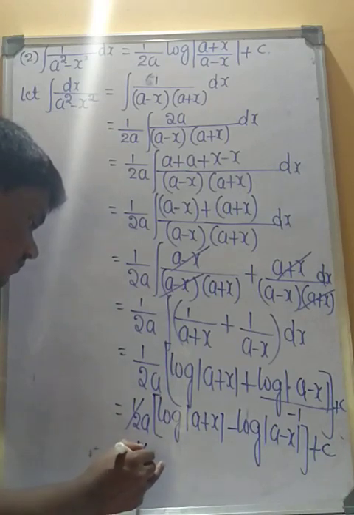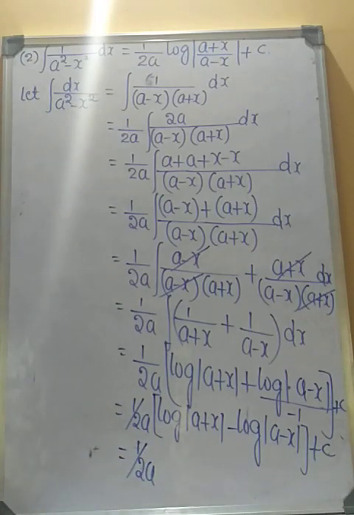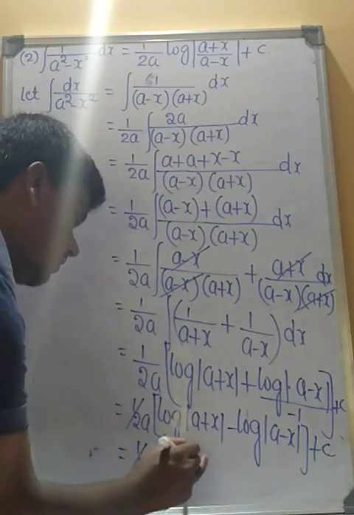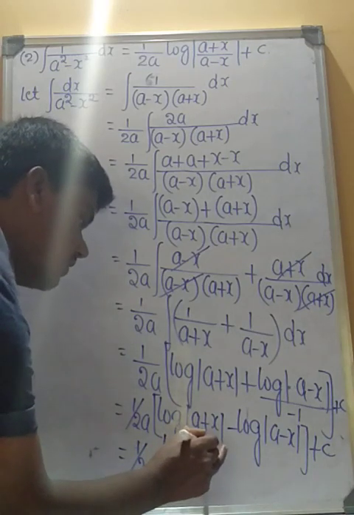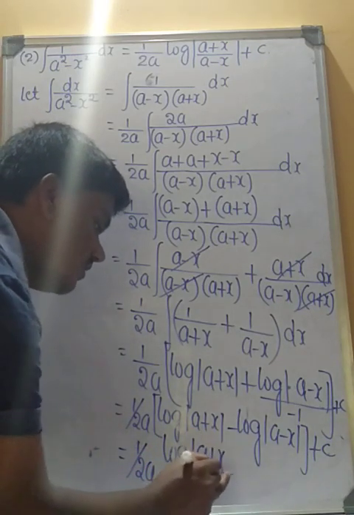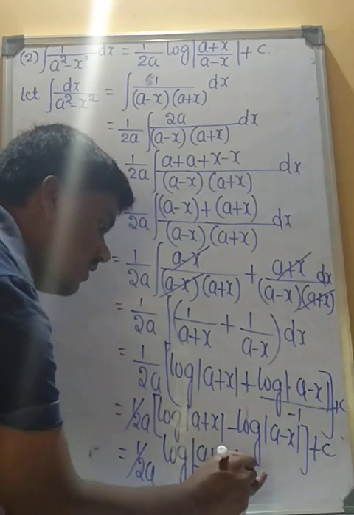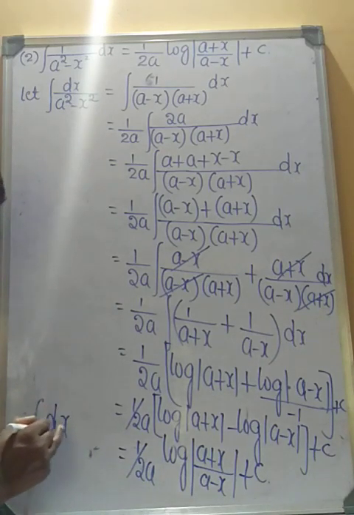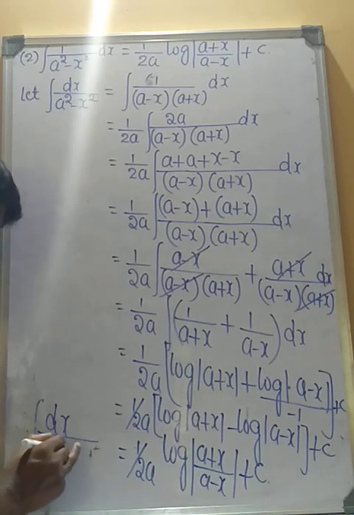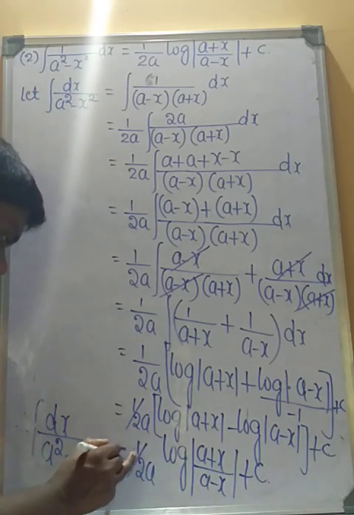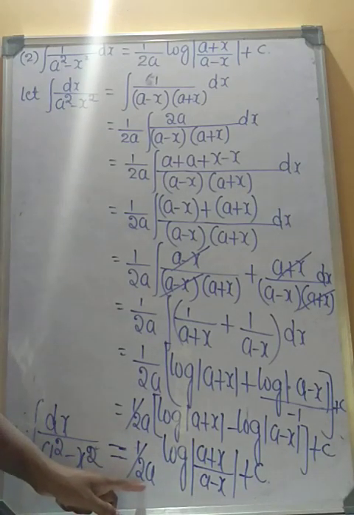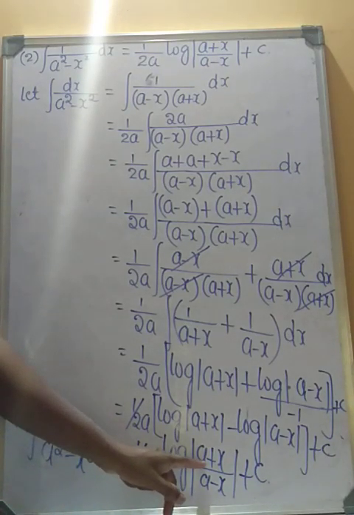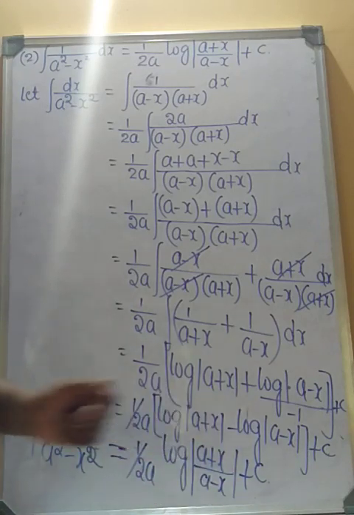That is equal to 1 divided by 2a. You know log a minus log b, that is equal to the log of mod a plus x dividing by a minus x plus c. So therefore integral of dx dividing by a square minus x square equals 1 by 2a into log of mod a plus x by a minus x plus c.